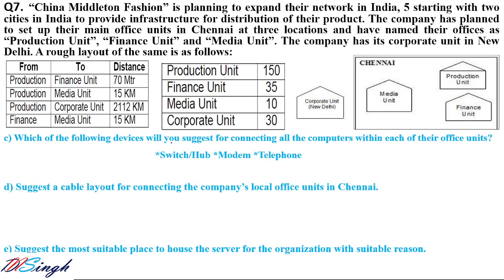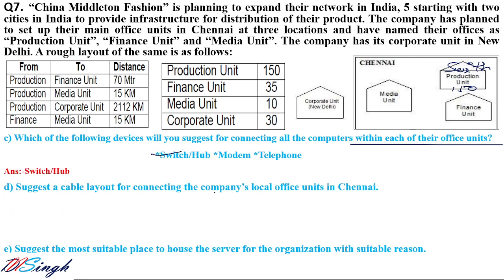Which of the following devices will you suggest for connecting all the computers within the office? Switch, hub, modem, or telephone. So each unit has a number of computers in it, like production unit has 150. So to connect all these computers within that unit, what do we require? We require a switch. Remember, switch or hub is required to connect. Nowadays switches are in use, hubs are not in use. So this first one is the answer.